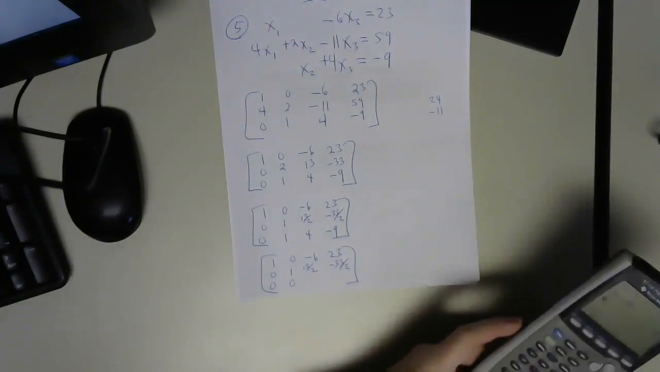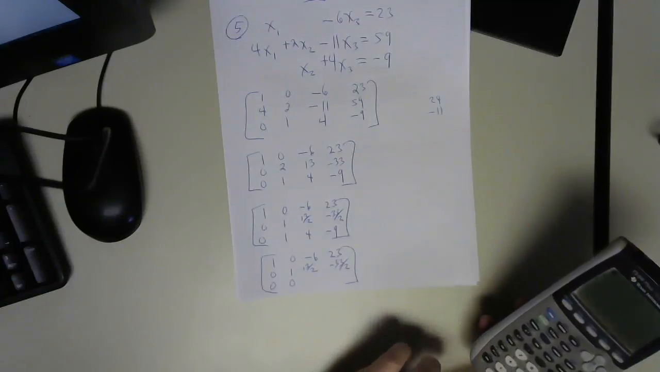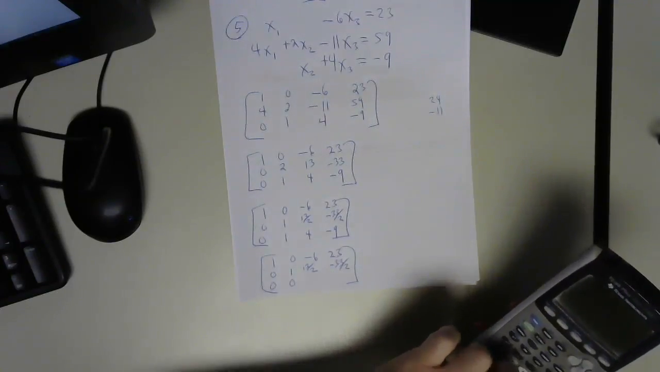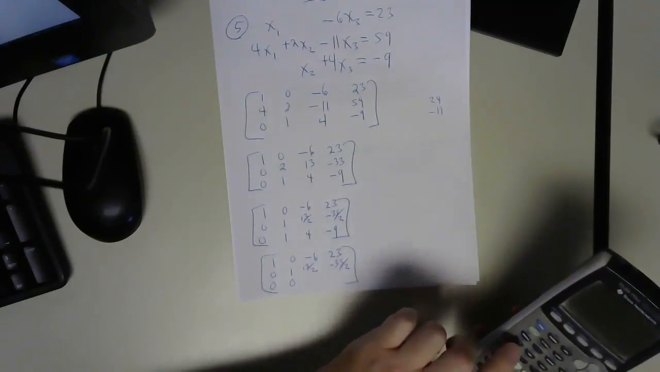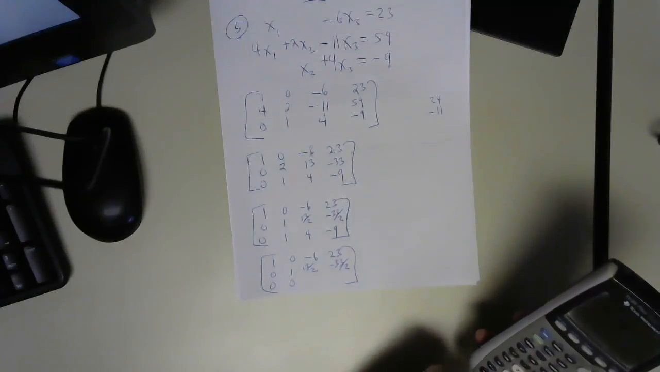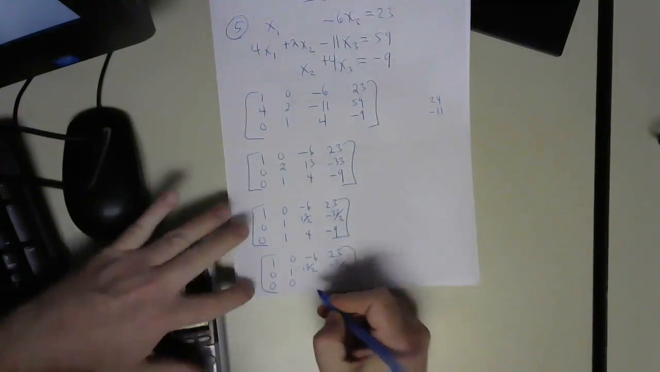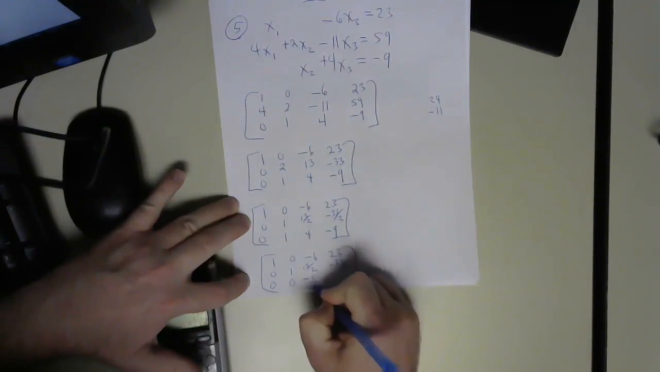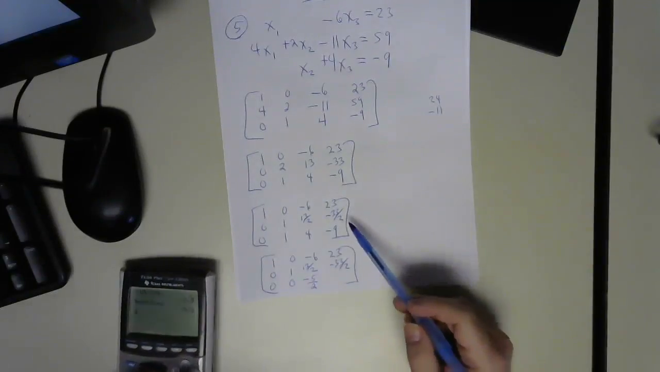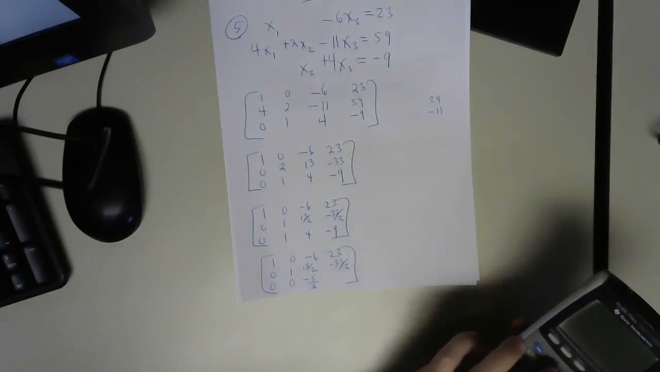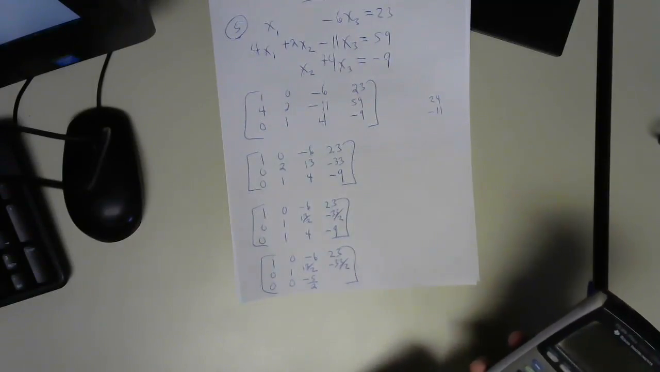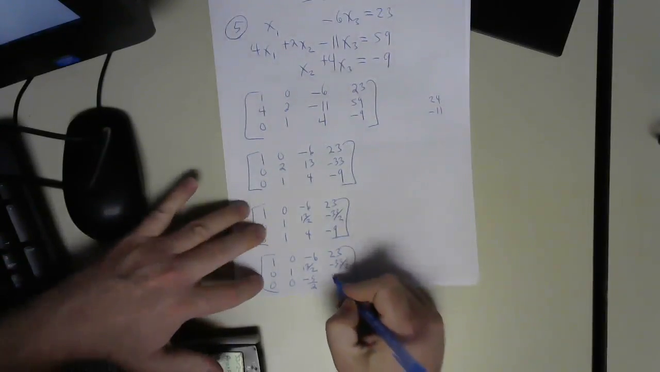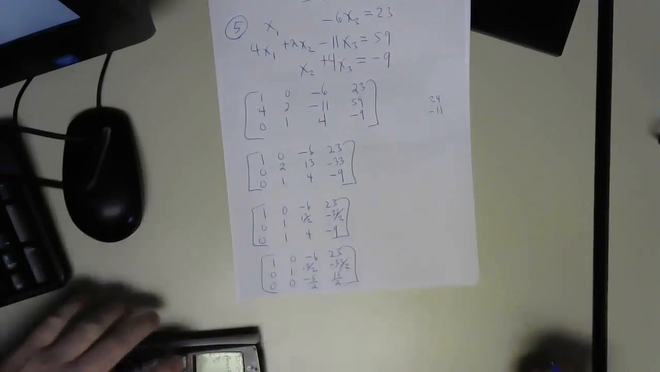I'm going to use a calculator for the next calculation. -13 over 2 plus 4. And that's supposed to be -5/2. Okay. And now 33/2 minus 9. That ends up being 15/2. Okay.